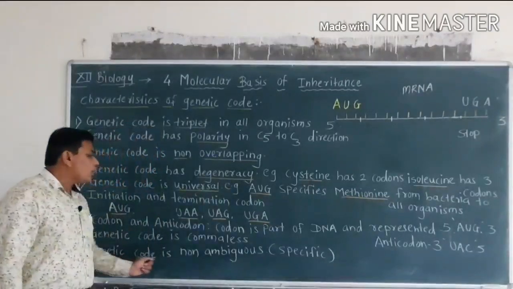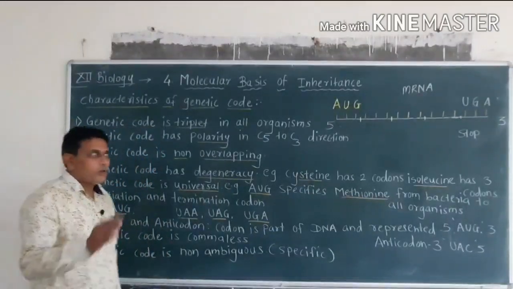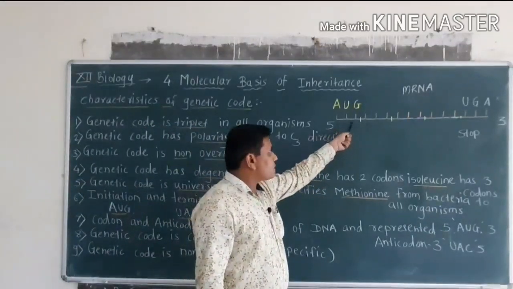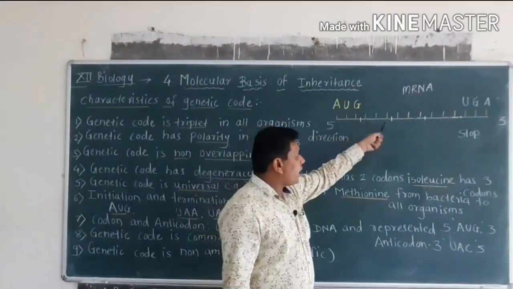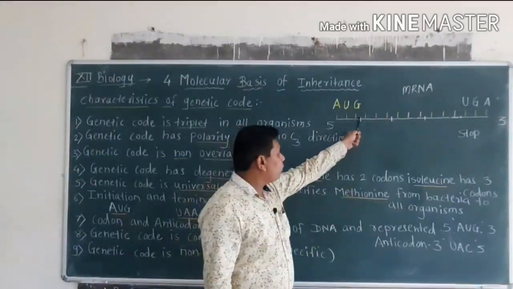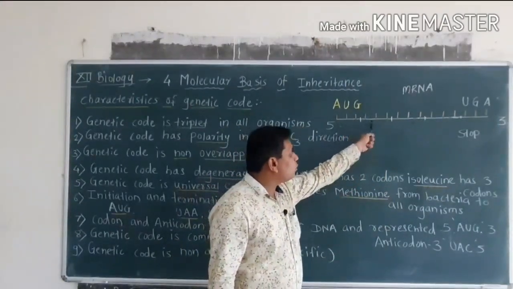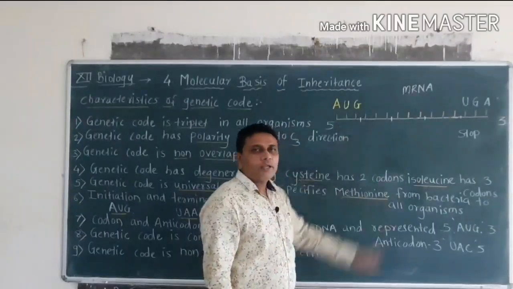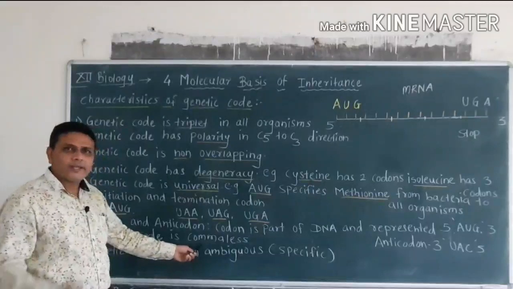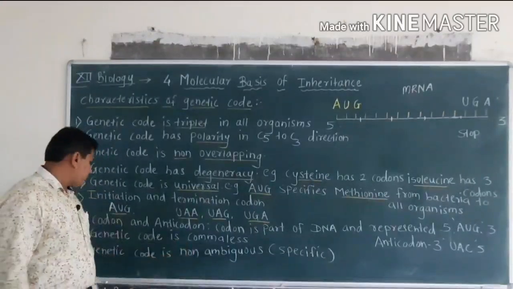The genetic code is commaless. Now commaless means that here we see, here is the first genetic code, then second, then third, but there is no gap. Here we do not see any gap between the two adjacent genetic code. Hence the genetic code is called as commaless, or there is no gap between the genetic codes.